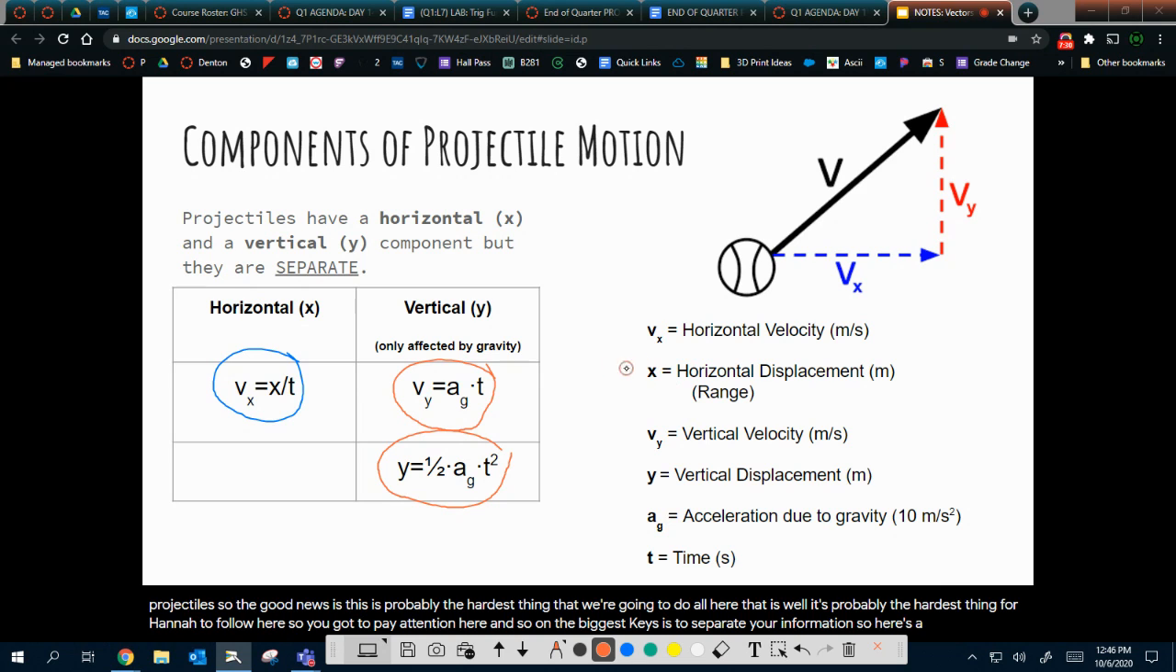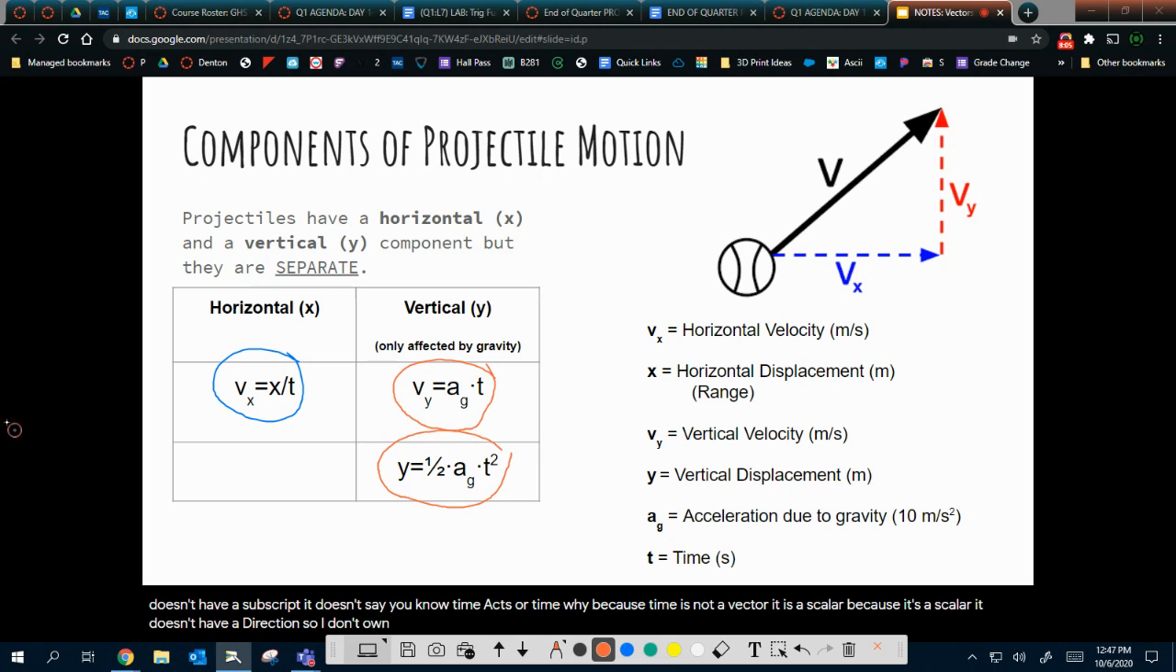Here it says your horizontal velocity, we call that Vx. We also have a vertical velocity, Vy. We have horizontal displacement, which we call the range. We have vertical displacement, which we call the height. We have acceleration due to gravity, which is always in the y direction, which we're going to round to 10. And then time. Now notice that time doesn't have a subscript. It doesn't say time x or time y, because time is not a vector. It's a scalar. Because it's a scalar, it doesn't have a direction.